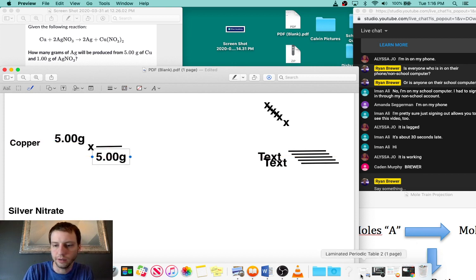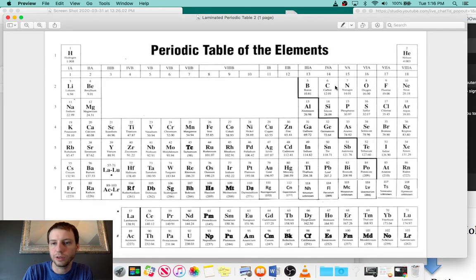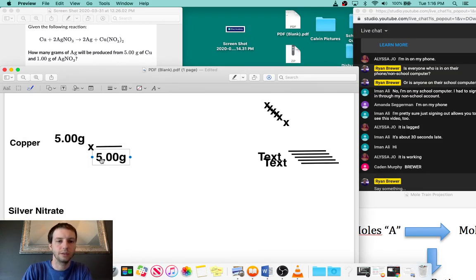I look at my periodic table. I see that copper is 63.55 grams per mole. 63.55 grams for every 1 mole.